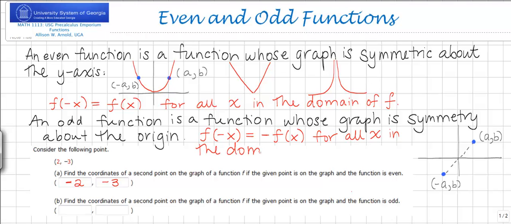Okay, so look at the question below again, and I'll repeat it. If you have the ordered pair (2, negative 3), then find the coordinates of another point on the graph of f that would make the function be an odd function. So if I have x equals 2 producing y equals negative 3, then I would have to have x equals negative 2 producing y equals positive 3. The opposite of x produces the opposite of y if your function's odd.